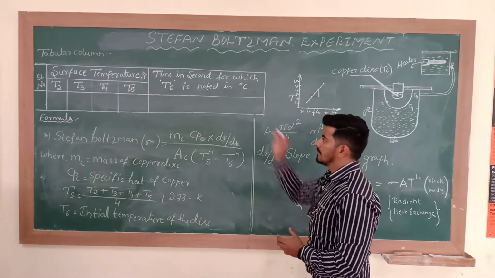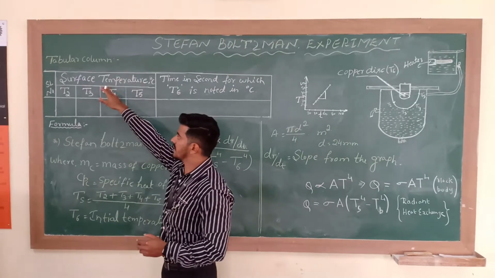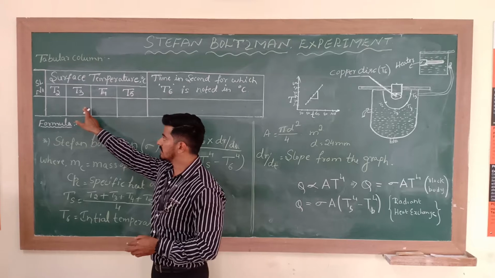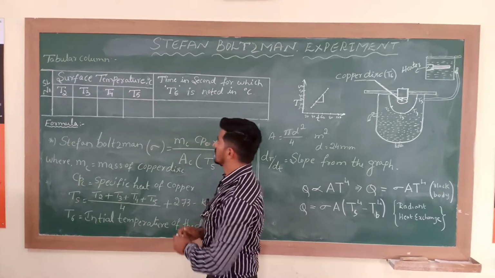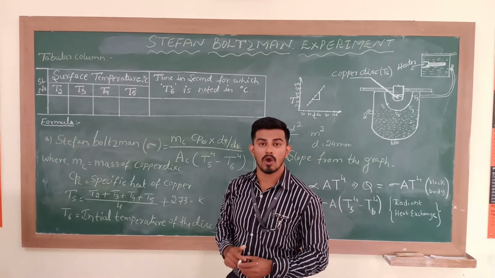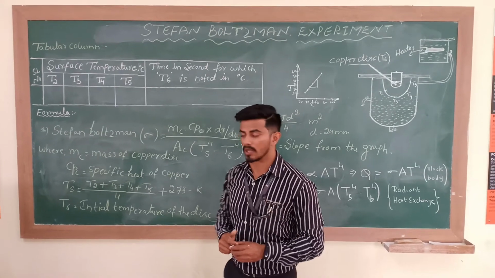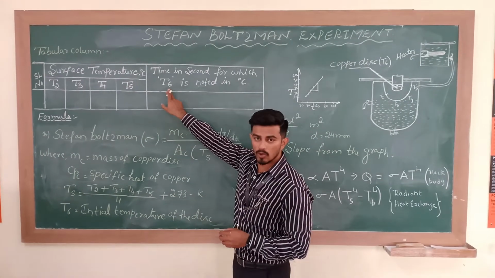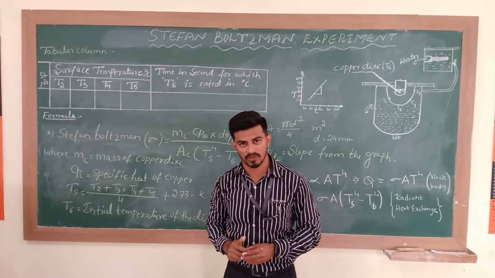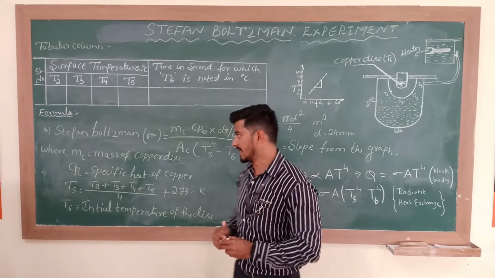Firstly, we will come to the tabular column. Here it consists of the surface temperatures of a hemispherical shell, that is T2, T3, T4 and T5. And next will be T6. T6 is the temperature of the copper disc, which we consider as the black body. The T6 value will be taken at different intervals of time, initially at 0 seconds, next 20, 40, 60, and like that we will take the temperature readings.